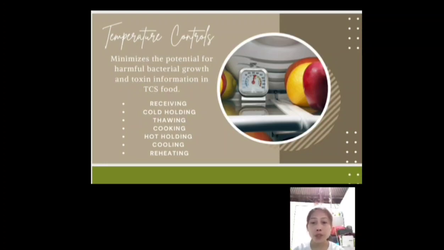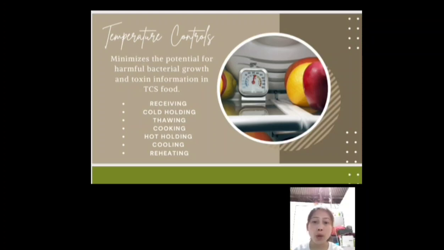So, the temperature control, importante gud ni siya kay it can destroy harmful bacteria or reduce their numbers by cooking or reheating. And we can control their growth by keeping food hot or cold. So, how can temperatures be used to keep food safe?